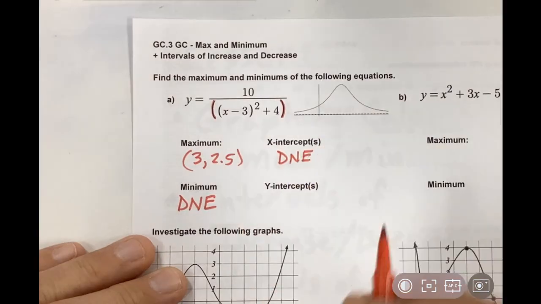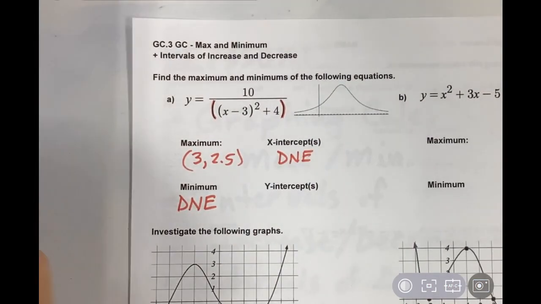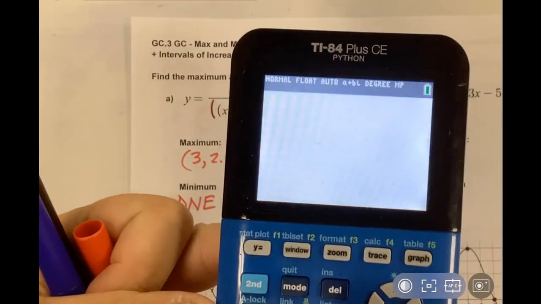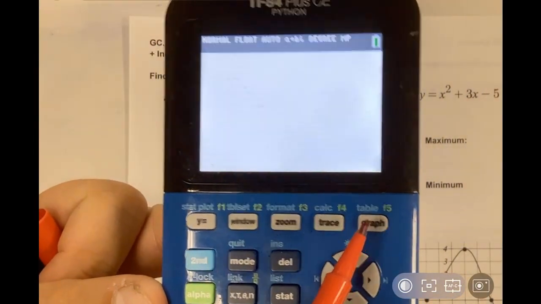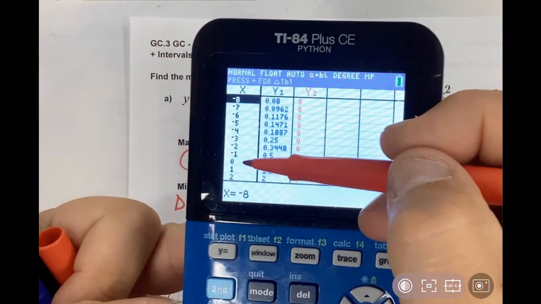Okay, and then the letter Y, or the y-intercepts. The best way to find a y-intercept is to simply go to your table. You'll see the graph key right here. Press second graph, go to the table, and then look down to where there's a 0 on the table.